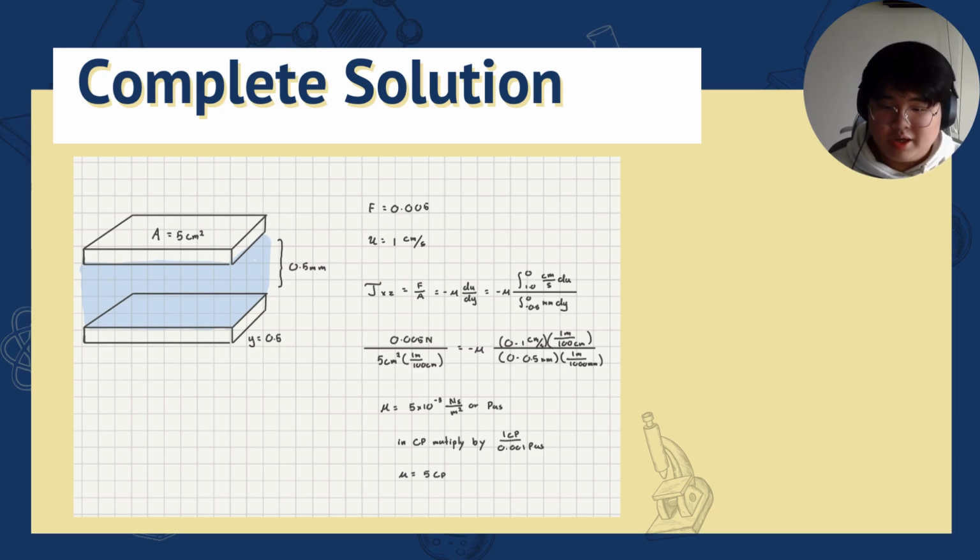And we learned that Pa·s can be converted to centipoise using the conversion factor of 1 centipoise over 0.001 Pa·s. This can also be done by multiplying the value of mu in Pa·s by 1000, and that way we finally get 5 centipoise.